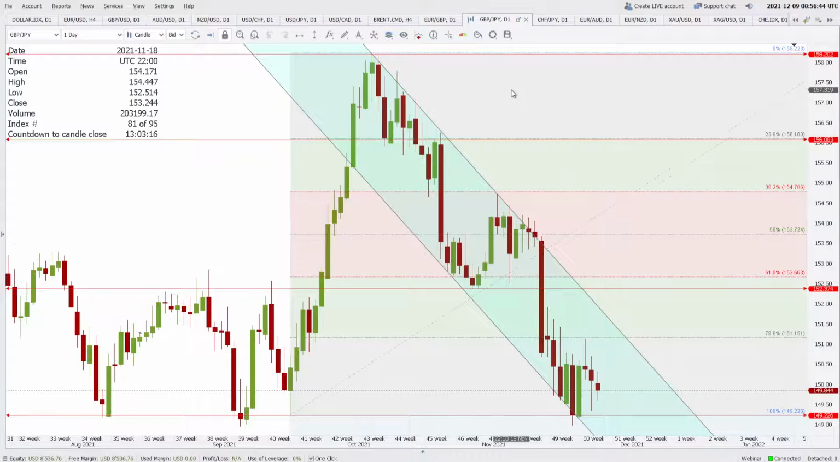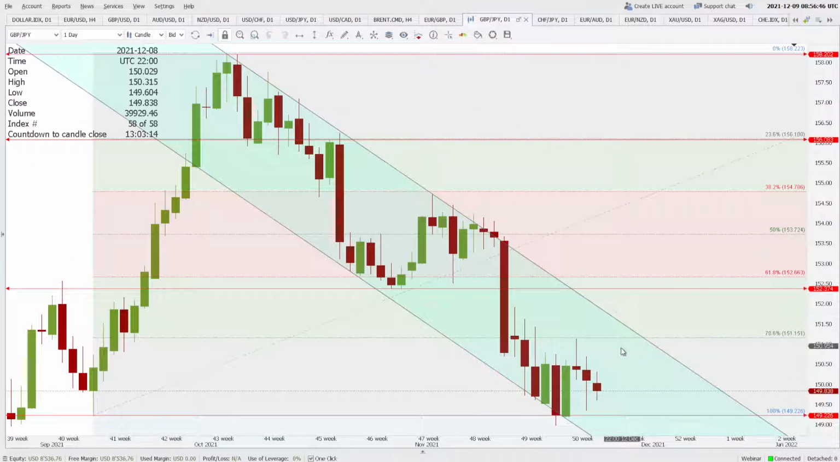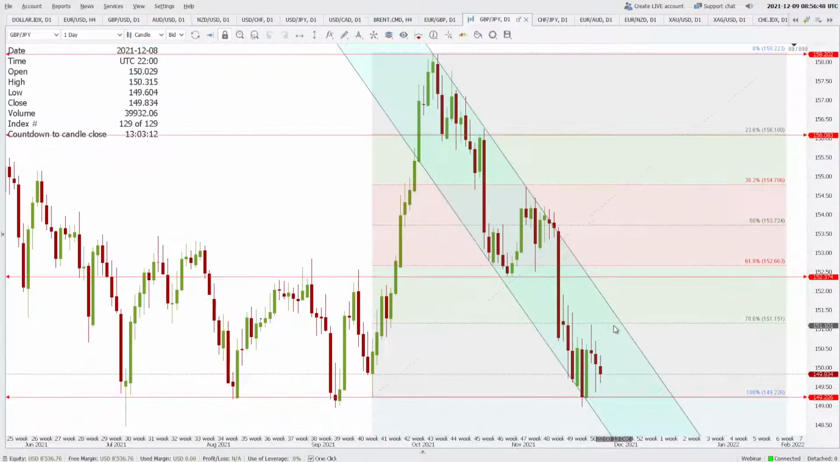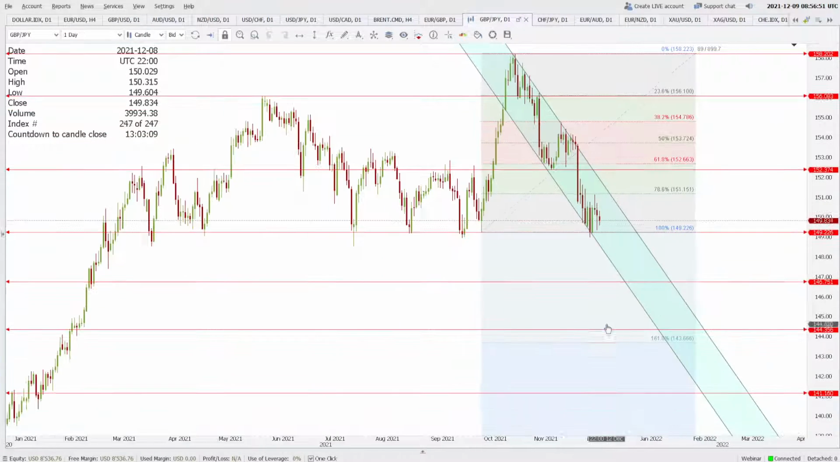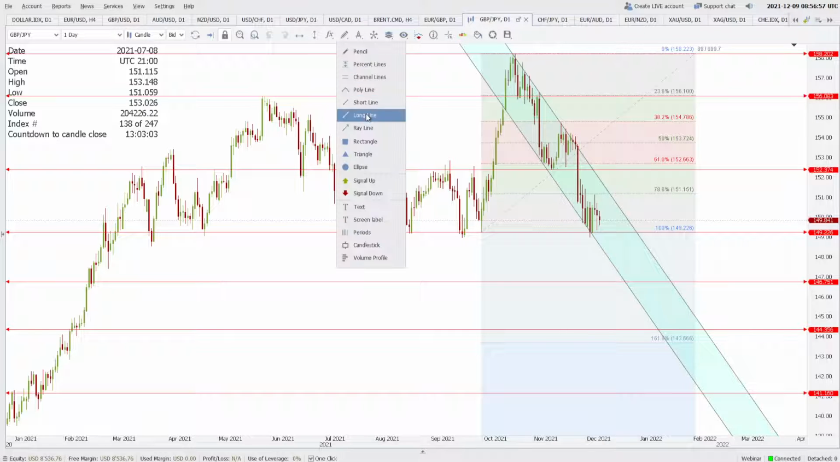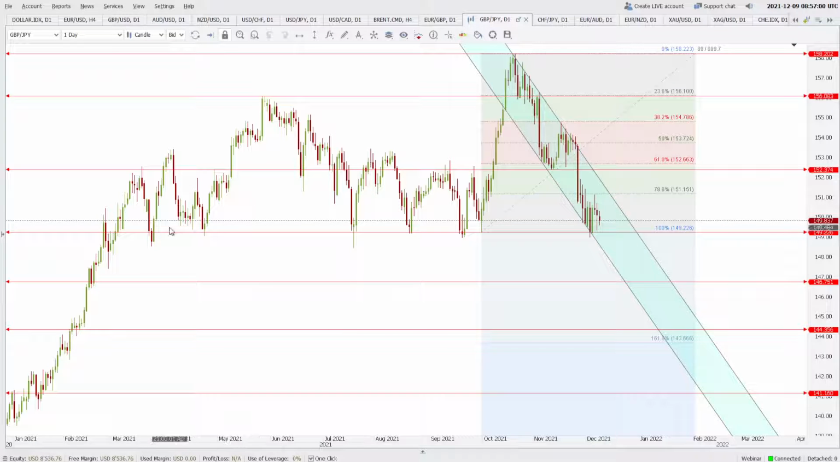Talking about GBP JPY, the price is struggling to go higher here. Yes, definitely from watching this chart, you can say there is a lot of support here at around the 149.22 area, or you can say that there are a lot of buy orders at around these levels.